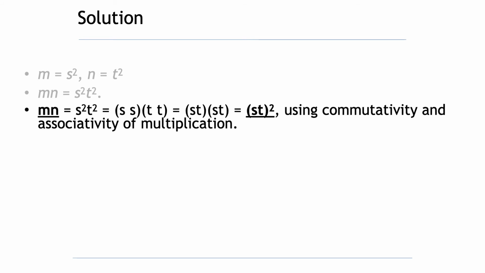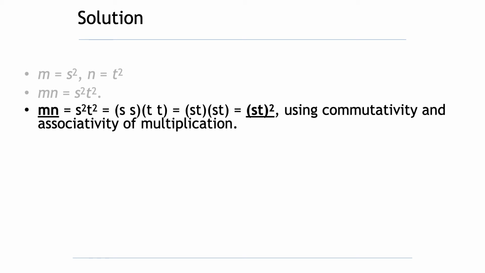So we now develop the right side of that equation. S squared times T squared is equal to S times S times T times T. We can also say that S times T squared is equal to S times T times S times T. Here we are using the commutativity and associativity of multiplication.